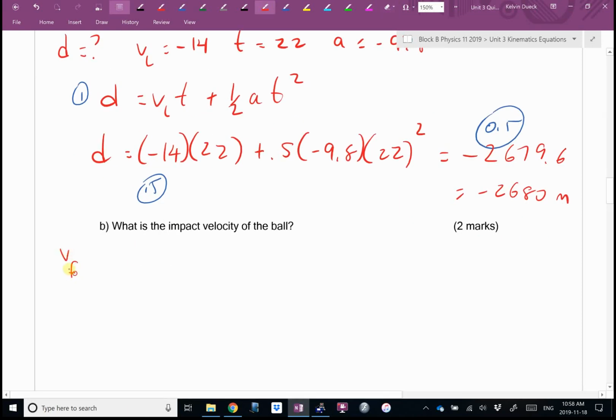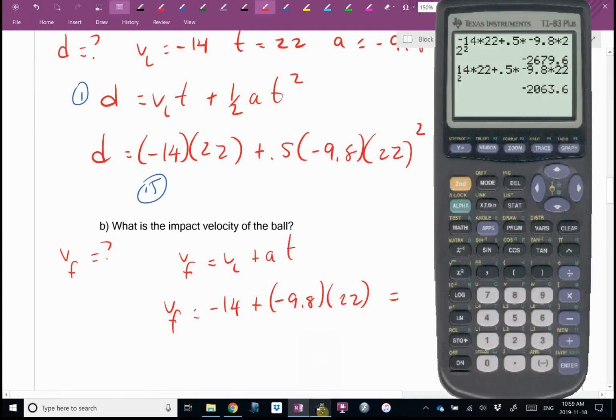VF. I would use VF equals VI plus AT. VF is going to be negative 14 plus negative 9.8 times 22.